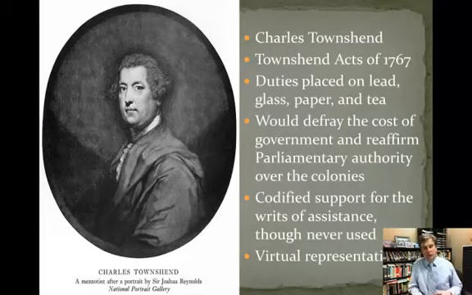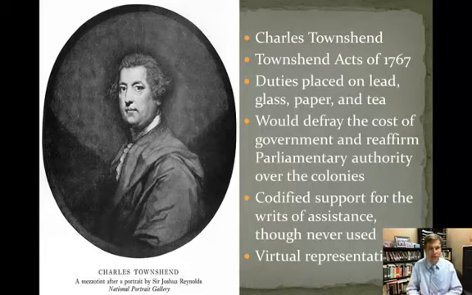Now, so you had the Stamp Act Congress. The Stamp Act is repealed in 1766, but Charles Townshend becomes the Chancellor of the Exchequer. And in 1767, something called the Townshend Acts are passed. These were taxes on lead, glass, paper, and tea. Townshend said that these would defray the costs of government and reaffirm parliamentary authority over the colonies. And basically, this codified support for the writs of assistance, though they were never used at that point.